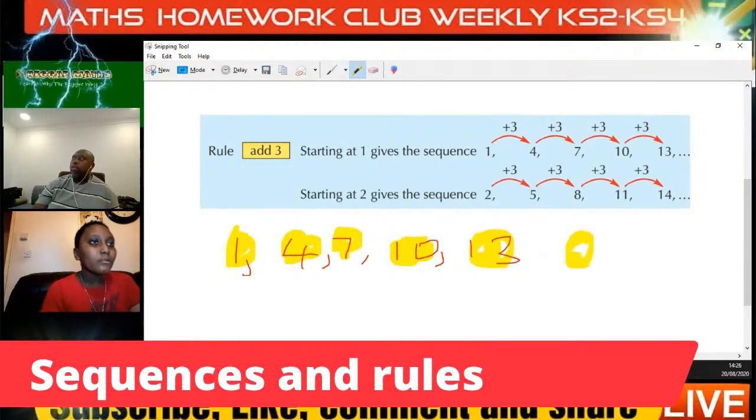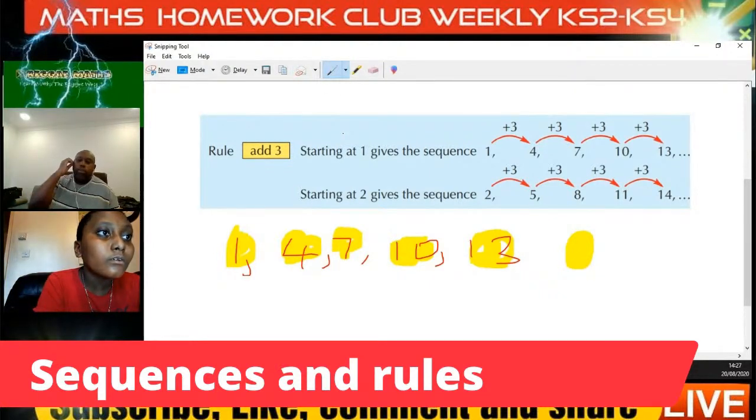Right now, look at this. 1, 4, 7, 10, 13. Could you tell me what would be my sixth number? What would be the next number? It will be 9. Look, so you could not tell me. That is incorrect.